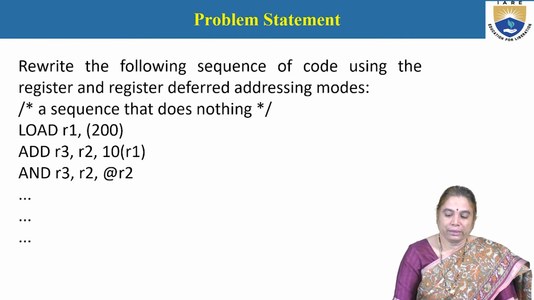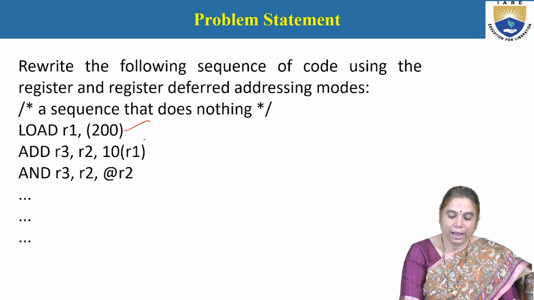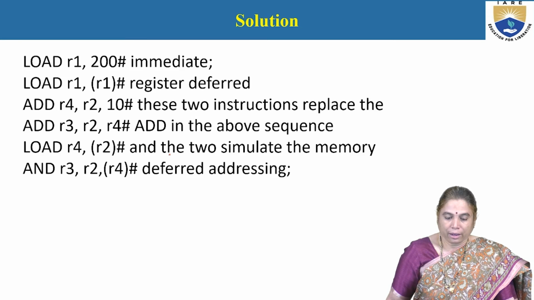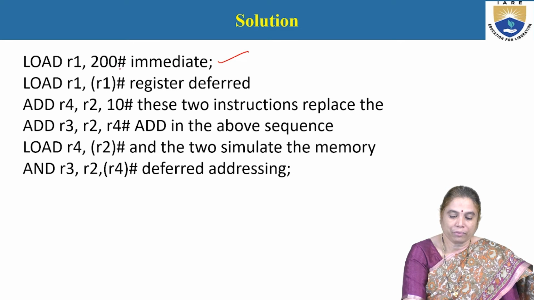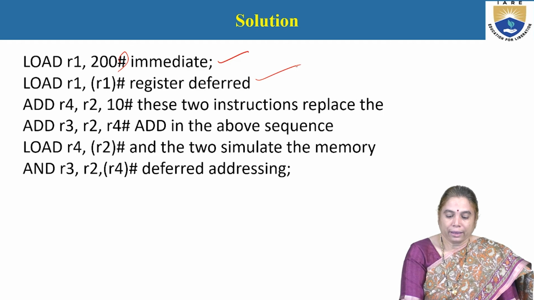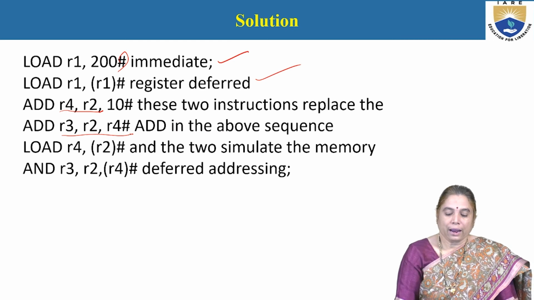Rewrite the following sequence of code using the register and register deferred addressing modes. So LOAD R1, 200; ADD R3, R2, 10; and ADD R3, R2, @R2. So for the load operation, the immediate addressing mode is used with the help of hash, and with the parentheses, register deferred. The 2 instruction registers can be used here, and the add in the above sequence with the 3 register reference addressing modes.